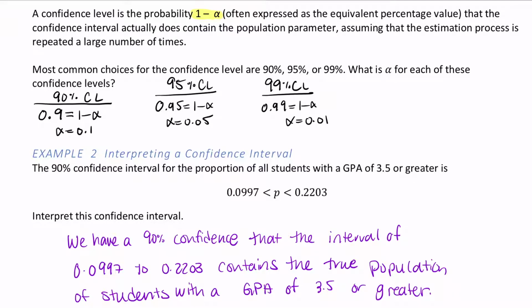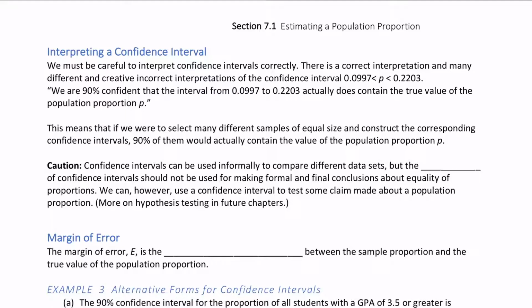Let's look at the top of the next page. Interpreting a confidence interval. We have to be very careful when interpreting confidence intervals. There are lots of incorrect ways to interpret a confidence interval. If you saw, say, this confidence interval here, you wouldn't say 90% of the proportion lies in this interval. That would be incorrect. A better way to phrase this is we are 90% confident that the interval from here to here actually does contain the true value of the population proportion.